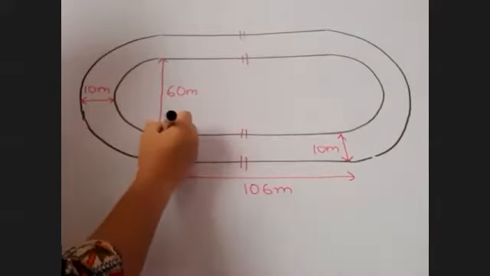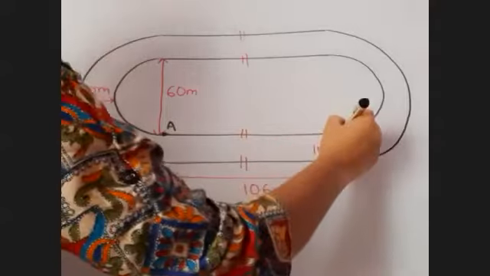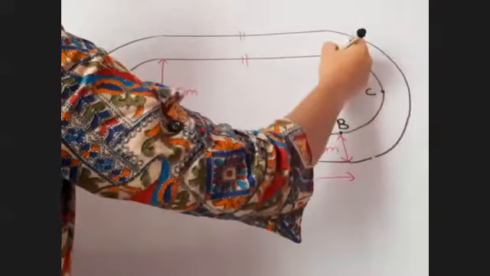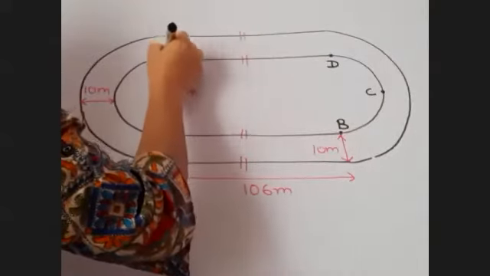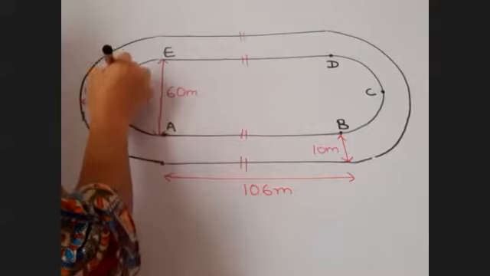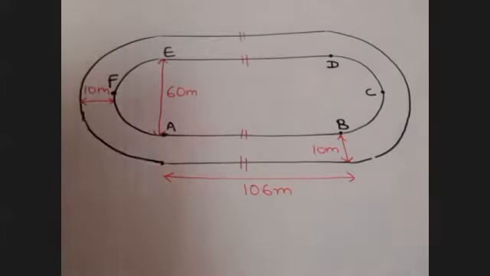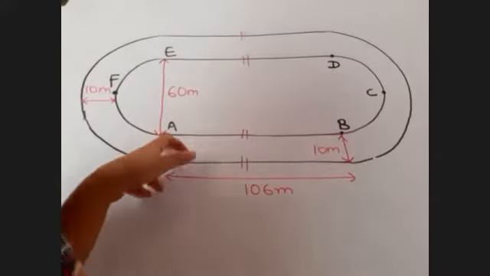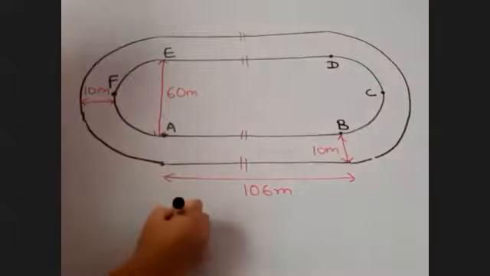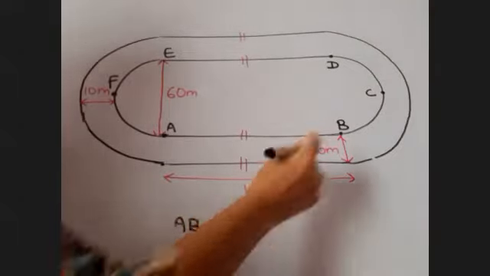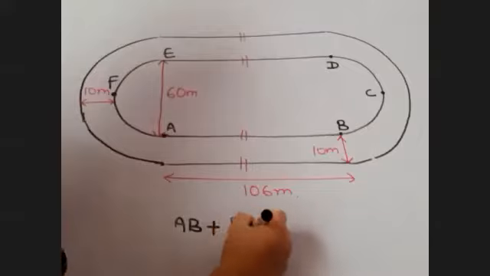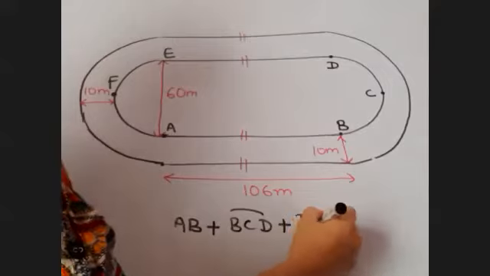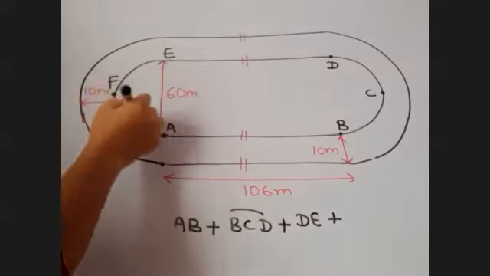Let me just name it something. Let it be A, B, C, D, E, and F. Right? Can you please tell me how to find the distance around the inner edge? Will it be AB plus the length of arc BCD plus this length DE, plus again the length of this arc EFA?